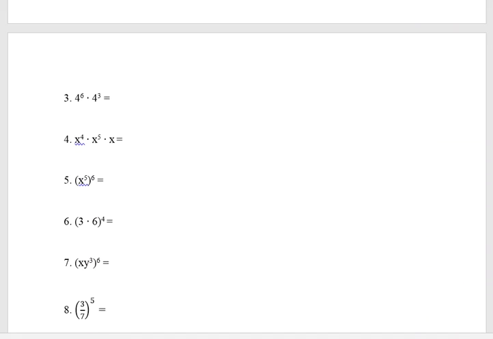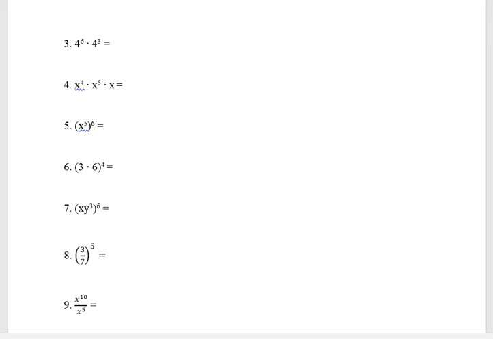So now we're going to apply these rules, sometimes with numbers, sometimes with letters. So the first one, now you could plug in 4 to the 6 times 4 to the 3rd into your calculator. So if we were to do that, 4 to the 6 times 4 to the 3rd, just to practice. I got 262,144.